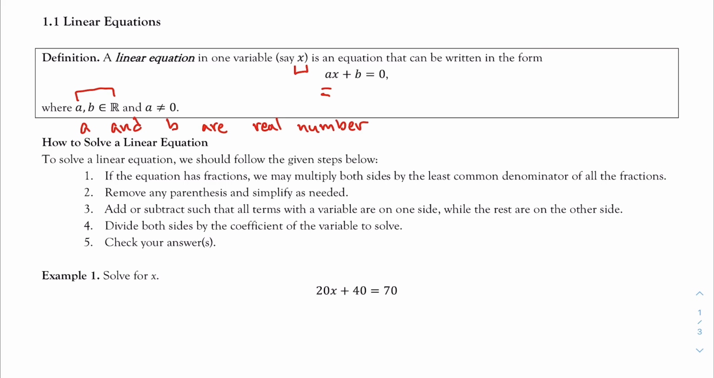We have an order of operations, and we want to simplify when I can. Step 3. Add or subtract such that all terms that have a variable are on one side, and all of my plain numbers or anything else is on the other. In other words, I want one side that has all of my x's, and one side that has all of my numbers. After doing so, I can move on to step 4. I'm going to divide both sides by the coefficient of my variable in order to solve my linear equation.